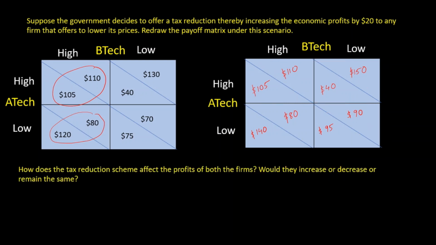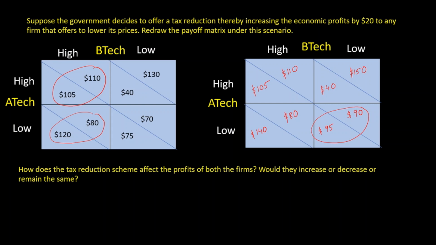How does the tax reduction scheme affect the profits of both the firms? Would they increase or decrease or remain the same? So we saw that we are in this part of the matrix, and this is where the Nash equilibrium is attained, where both firms A Tech and B Tech charge a low price for their products because that is the dominant strategy for A Tech as well as B Tech.